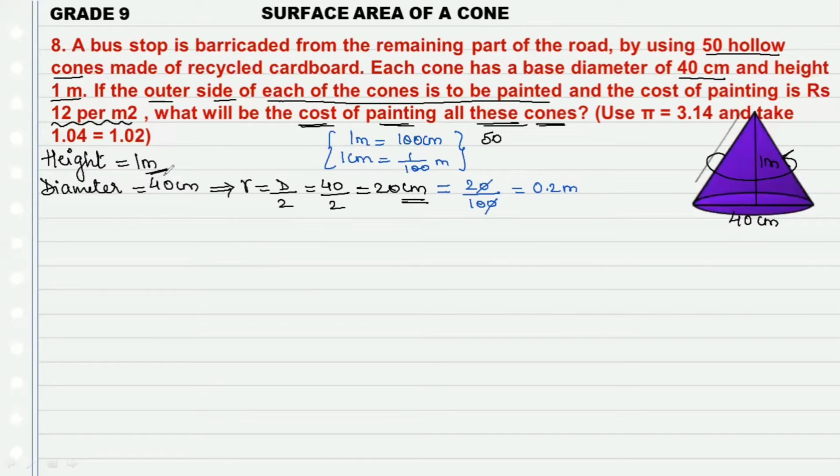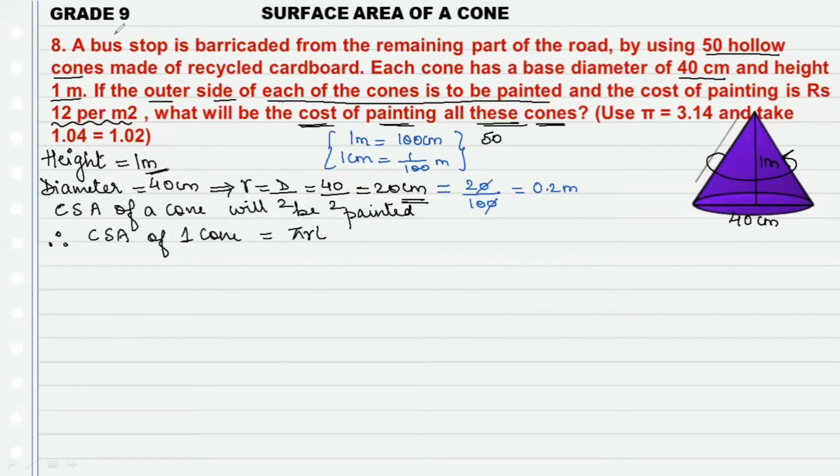And as I said, we are going to just paint the outer side of each cone. It means we are going to find the CSA here, that is your curved surface area. The curved surface area of a cone will be painted, right? So therefore, what is the formula of CSA? CSA is pi RL. So CSA of one cone will be pi RL. This is the formula which we are going to use here.